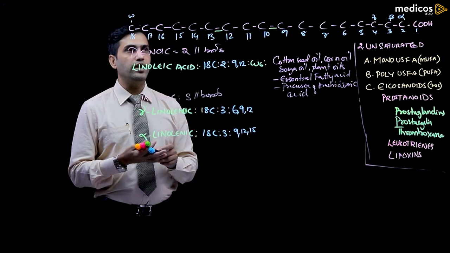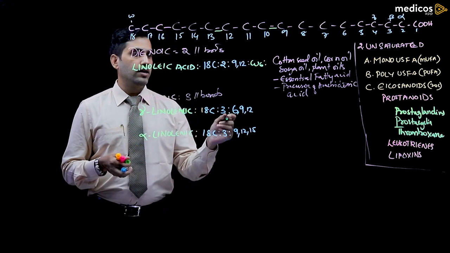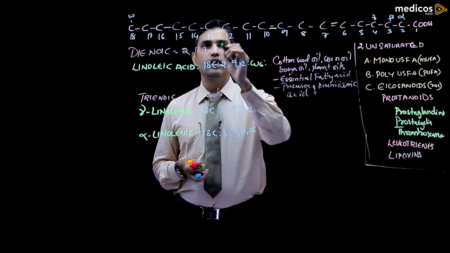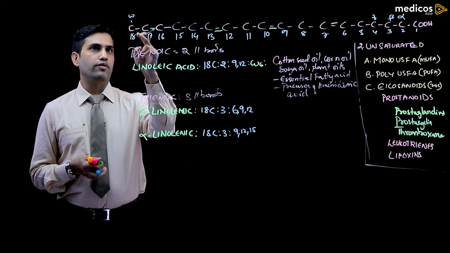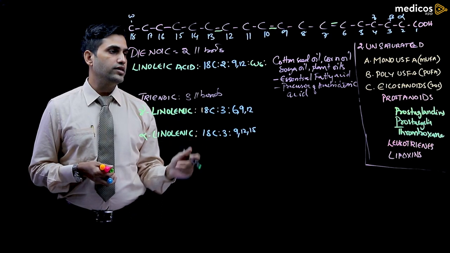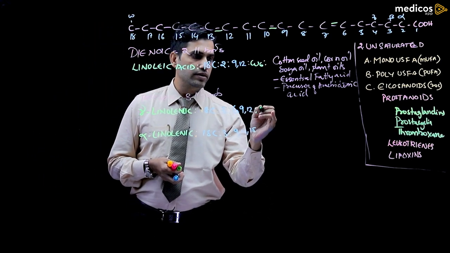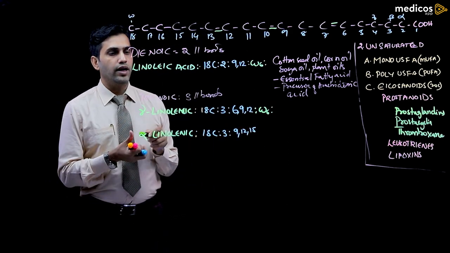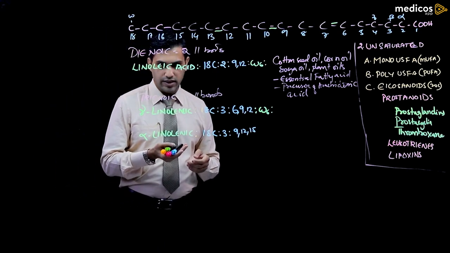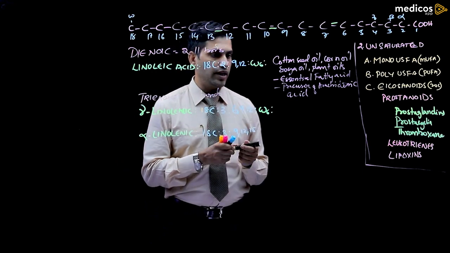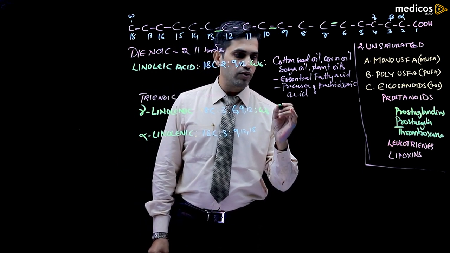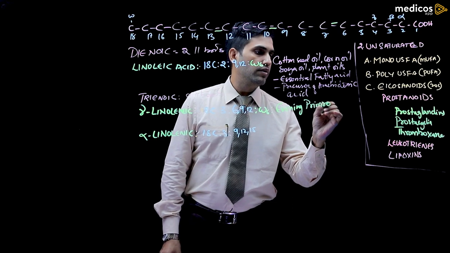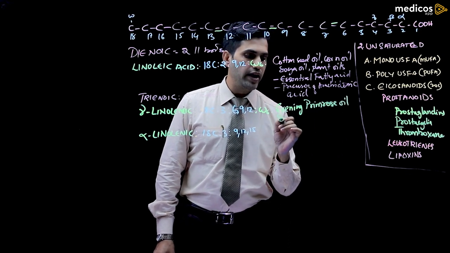Now, first let us look at gamma linolenic acid. Its positions are 6, 9 and 12. So, this is 6, this is 9 and this is 12. So, what omega family? 1, 2, 3, 4, 5, 6. So, it is the omega 6 family. Where is this gamma linolenic acid present? We see it in evening primrose oil and borage oil.